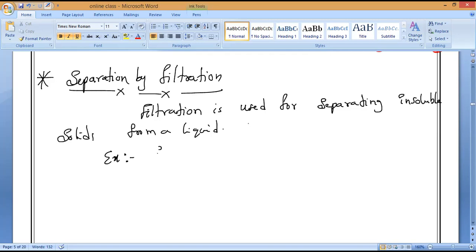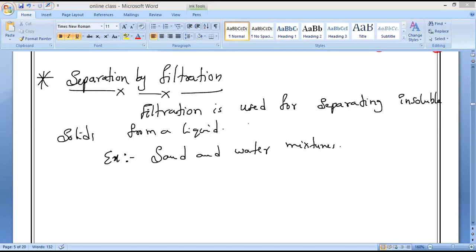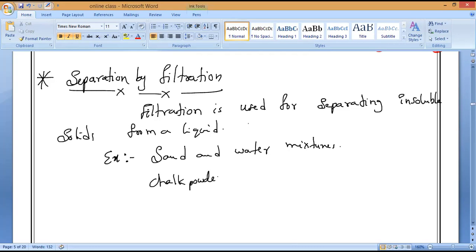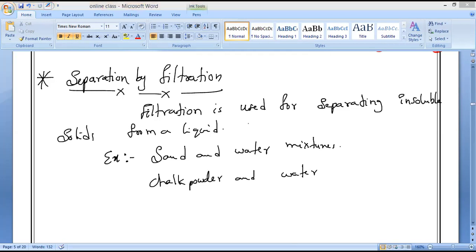Can I give the example? First one, sand and water. Sand and water mixture. Next, any other example? Harish, ready? Chalk and water. Chalk powder and water. Next, any other example? Nobody will answer. Okay. So, a mixture of sand and water, chalk particles and water.